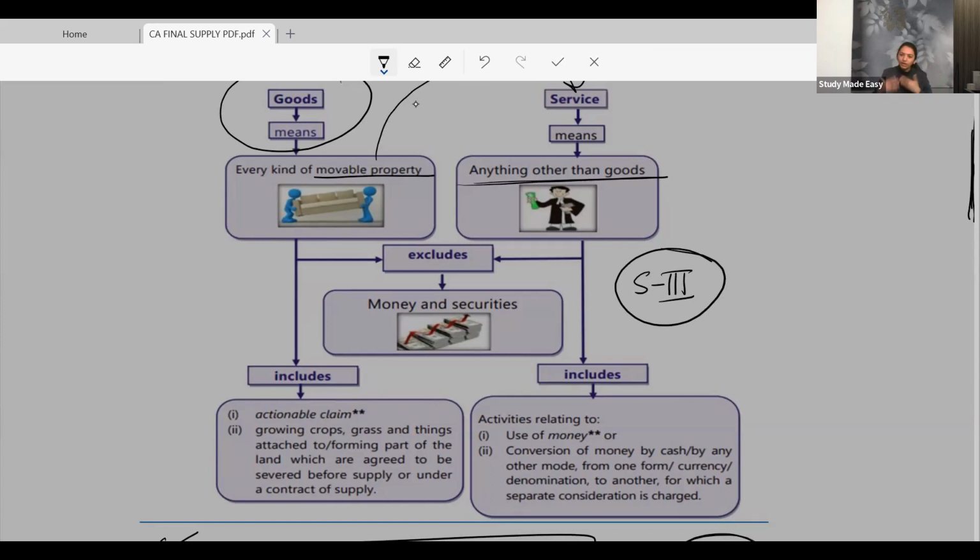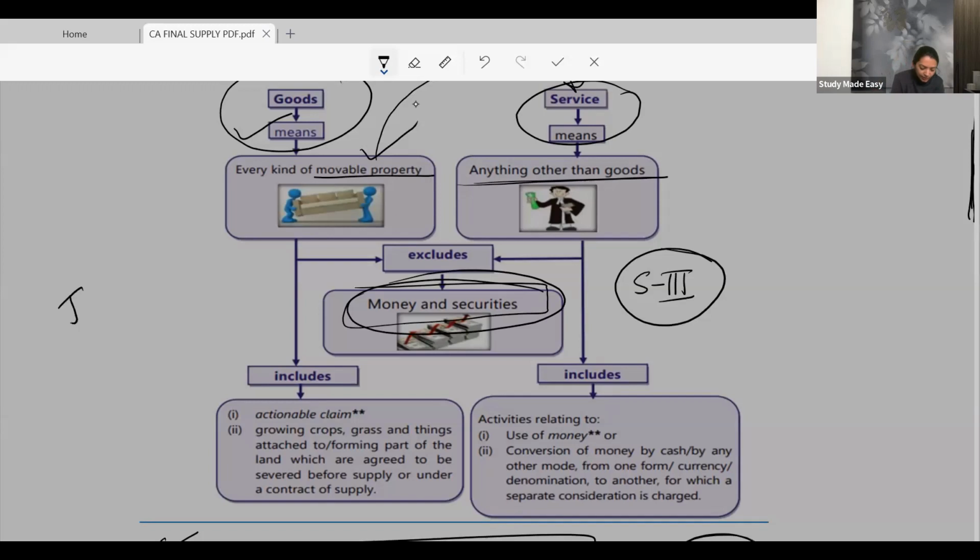We will write down, I will dictate you. But first point about the goods is clear, interpretation number 1. Now, good means movable property is also clear. Now they are saying this about money and security. Goods do not include money, goods do not include security. Similarly, service does not include money, service does not include security.